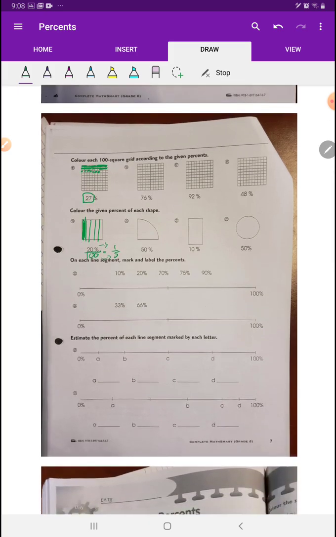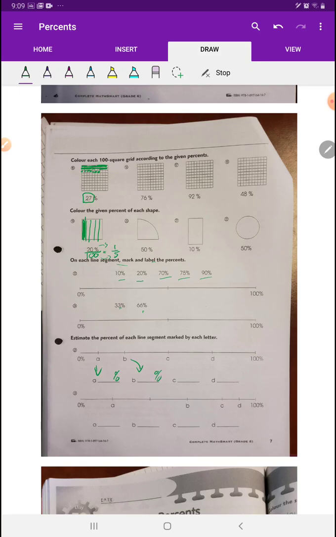And then this last one here is what I was talking about in terms of line segments. Mark and label the percent. So we've got a line here. So where is 10% on this line? Where is 20%? Where is 70%? Where is 75%? Where is 90%? Same thing here. Where is 33%? Where is 66%? All right. And then this next one, A is what? Write a percent here. B is what?